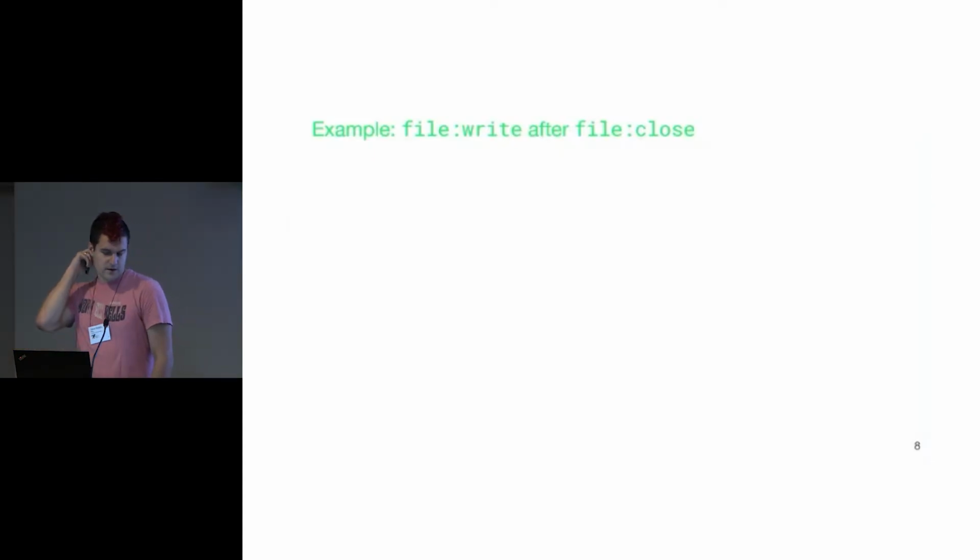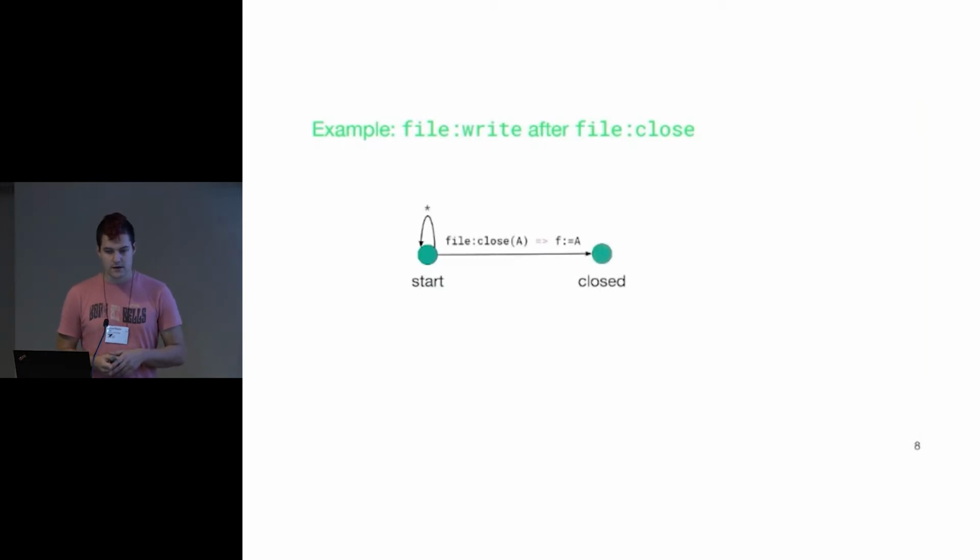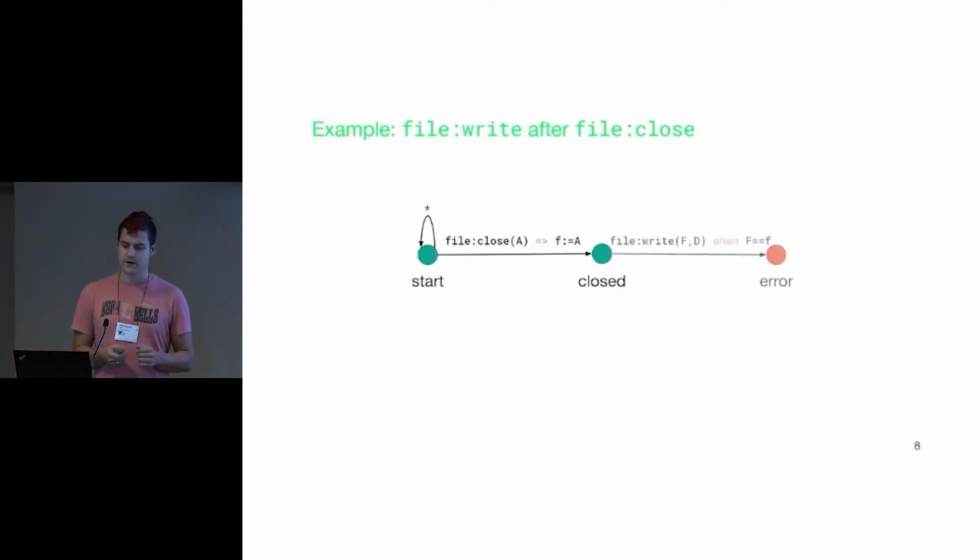Let's say we want to check whether we ever write to a file after we closed it. This is a temporal property, and in Infer, if we want to check this, we have to formulate this as a temporal automaton. We have a start state where we can either loop. So this is a non-deterministic automaton. This is required so that we can track multiple files at the same time. And then if we see a call to file close with a certain file, then we remember this file and we go to the close state. And in this state, if we see a call to file write, where the file is the same one that we remembered, then we go to the error state because we called write after close.